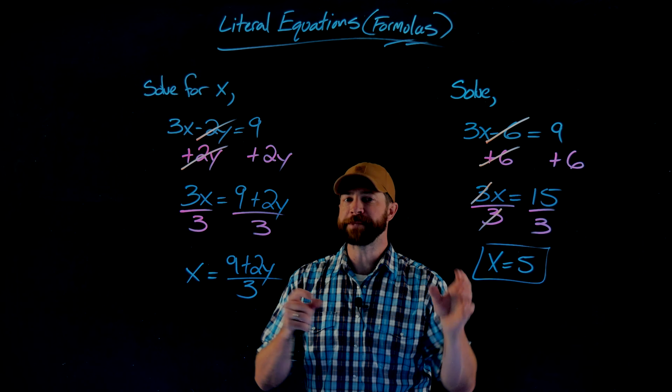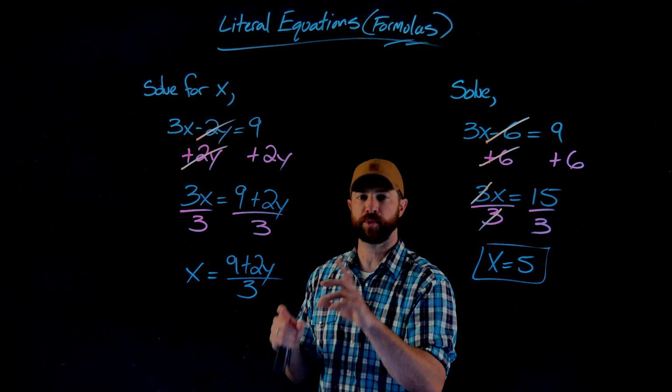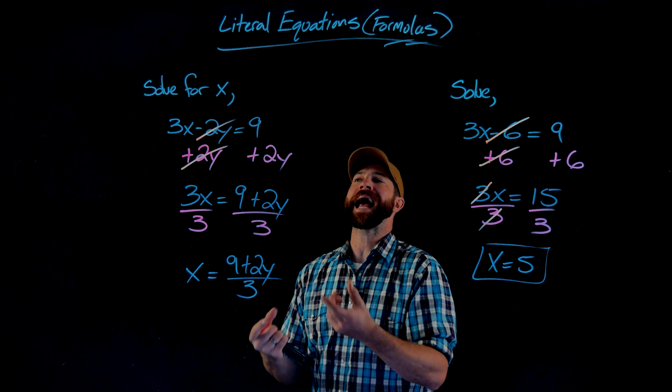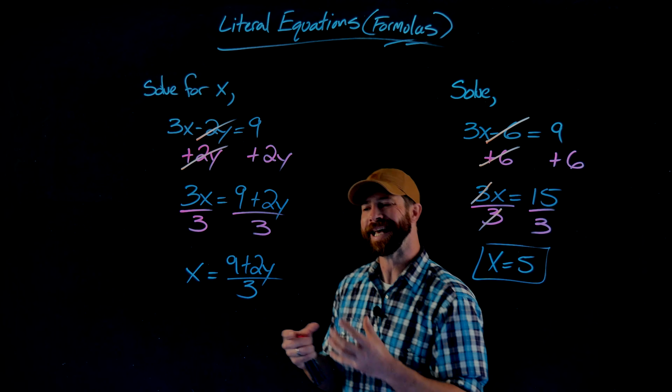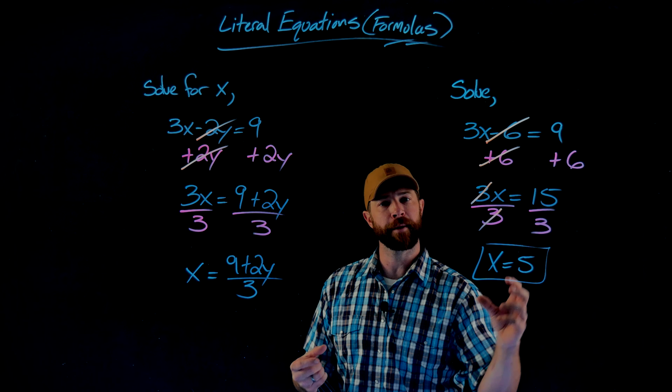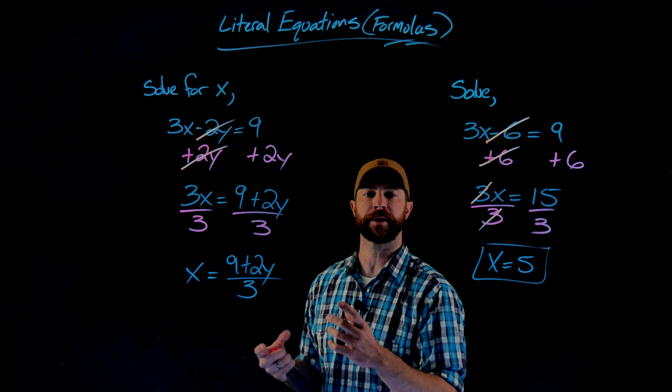Again, the only difference between these two is that when I try to add 2y to both sides, which is an important step, it doesn't add in any useful way to the 9. And so on this right-hand side, what I get is, instead of a nice, neat number, an expression that has the other variables in my equation.